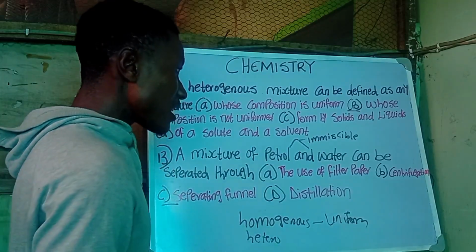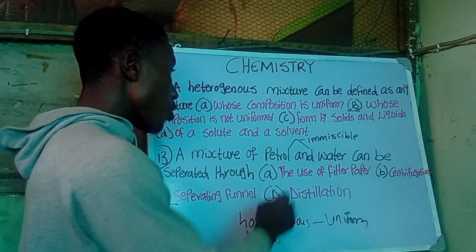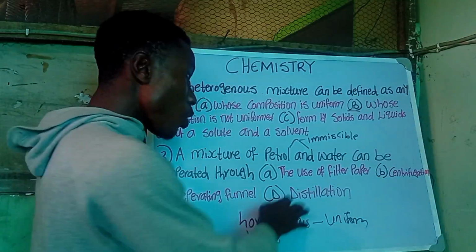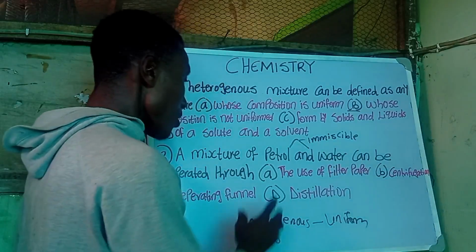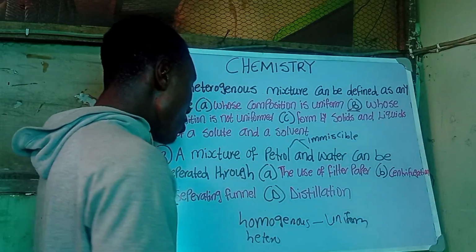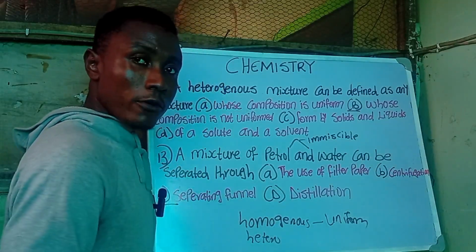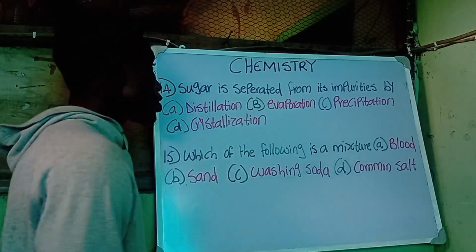So a mixture of petrol and water can only be separated using what? Separating funnel. That is how we can separate petrol and water. So we don't use filter paper, neither do we use centrifugation, or distillation. What we use is the separating funnel. So the next question we have here is question number 14.